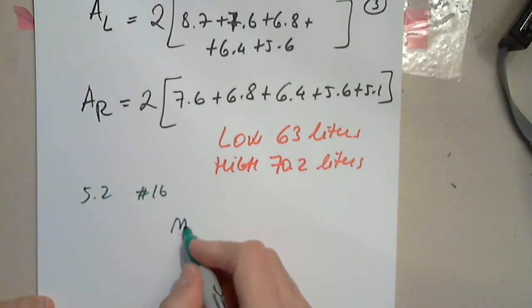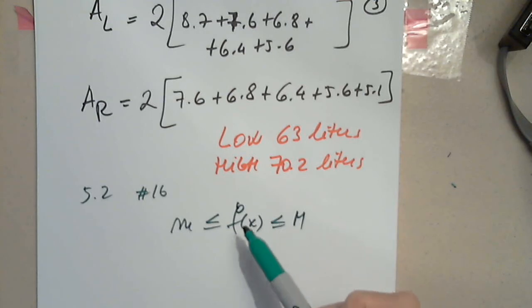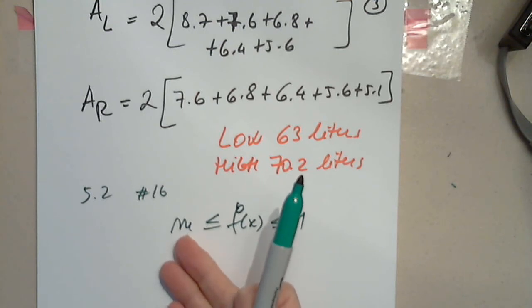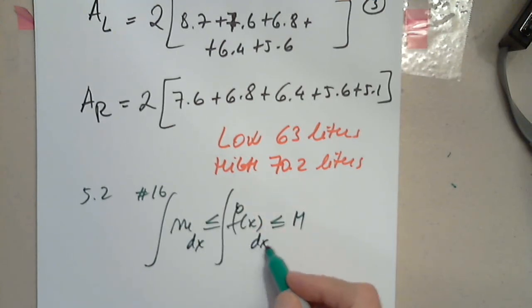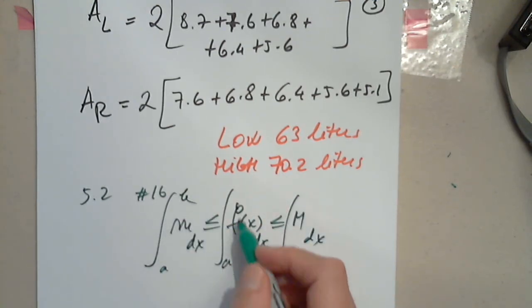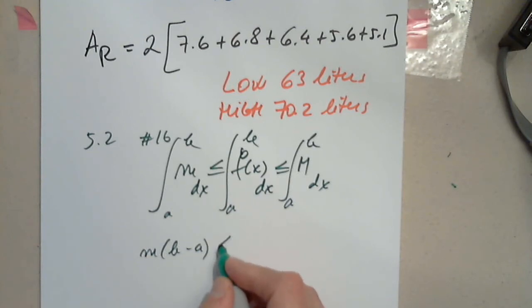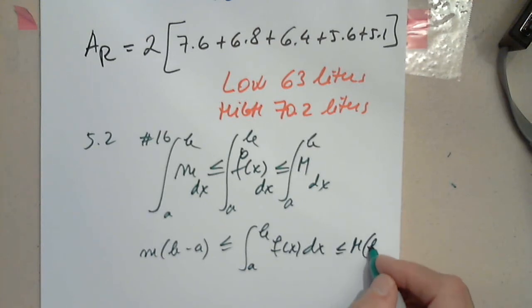Okay, this is one of the properties of the definite integral. If the function is between two values, where m is the lower bound and M is the upper bound, the absolute minimum and the absolute maximum of the function on the interval [a, b], then indeed we know that m(b minus a) is less than or equal to the integral from a to b of f(x) dx, which is less than or equal to M(b minus a).